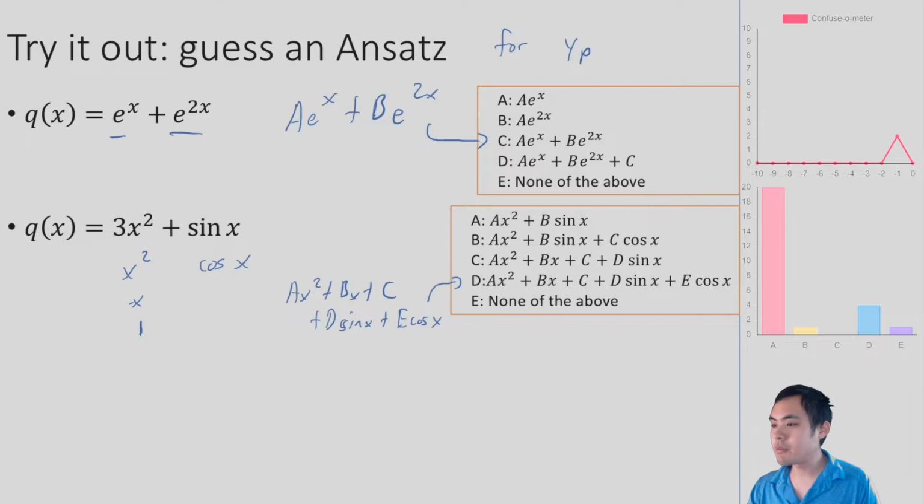And it looks like we had a pretty big mix of things. So you have to not only guess the things that look like the right-hand side, but things that look like the derivatives of the things on the right-hand side.